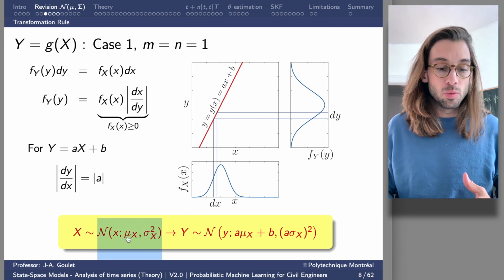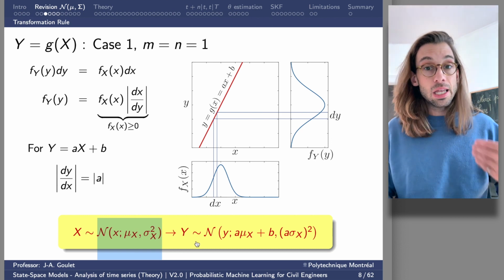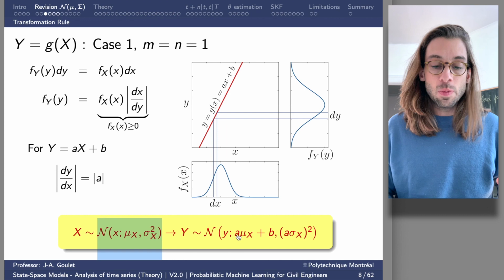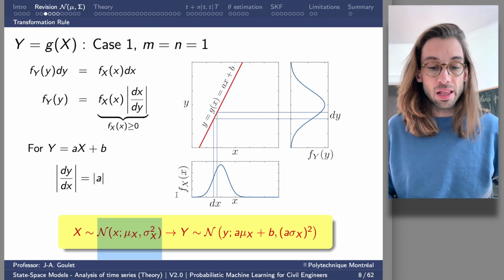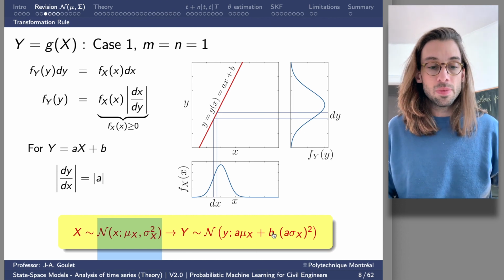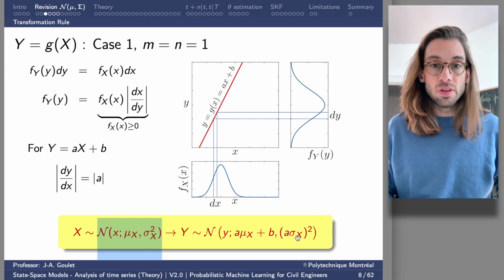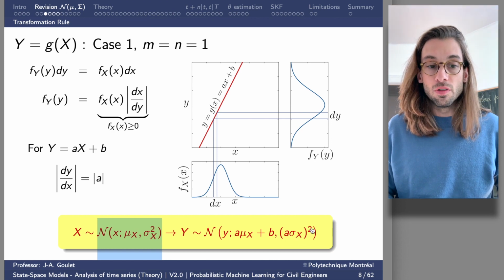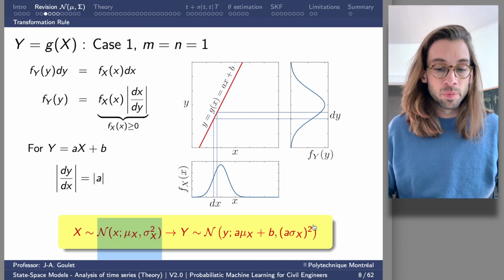If we apply this to the case where x is normal with expected value mu x and variance sigma x squared, then y is still normal with expected value obtained by evaluating my function with x replaced by the expected value, so a mu x plus b. The standard deviation is multiplied by a, so my variance is going to be a squared sigma x squared.